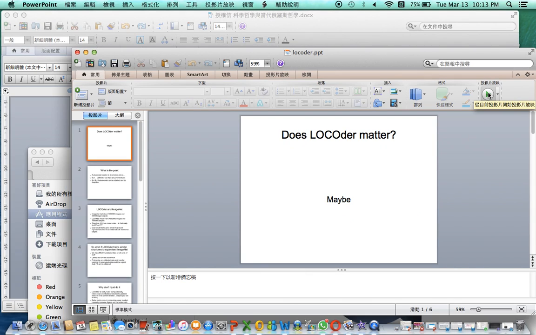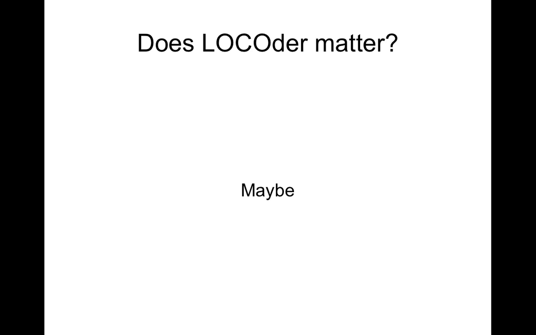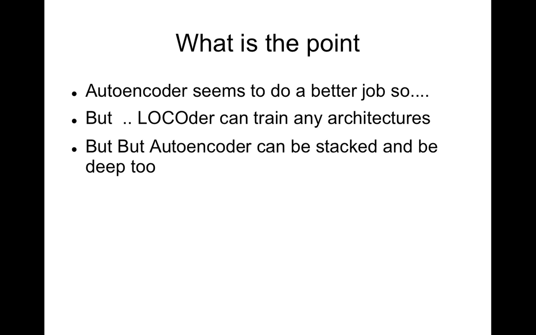Okey dokey. Let's take a look at a good rationalization why the Locoder might actually matter. And it might not, but let's see why it might. So what is the point of the whole thing? The autoencoder seems to do a better job, so what's the point? Well, Locoder could, in theory, train any architecture. It's not necessarily stuck with the kind of architectures that autoencoders can create.